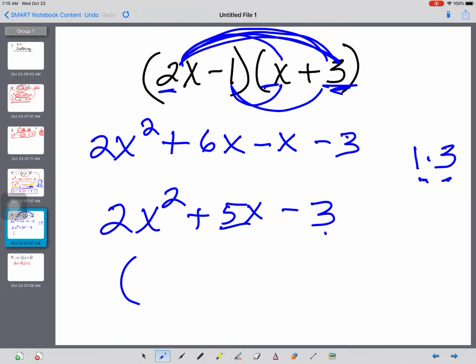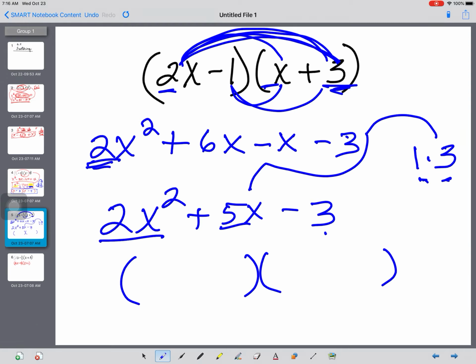So when this leading coefficient is something other than a 1, I can't just look to see what multiplies together here and adds together there. Now I have to play around with it a little bit more. There's a little bit of guess and check to this, but the logic starts off the same. What are the options to get 2x squared? The only choice would be 2x times x. What are the options to get 3? The only choice here is 1 and 3.